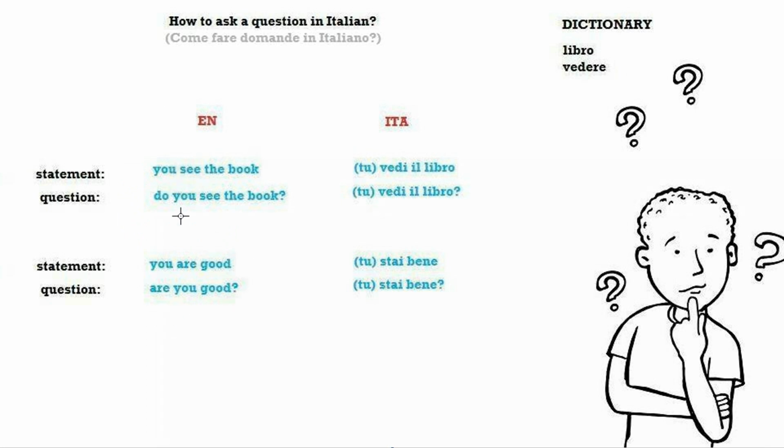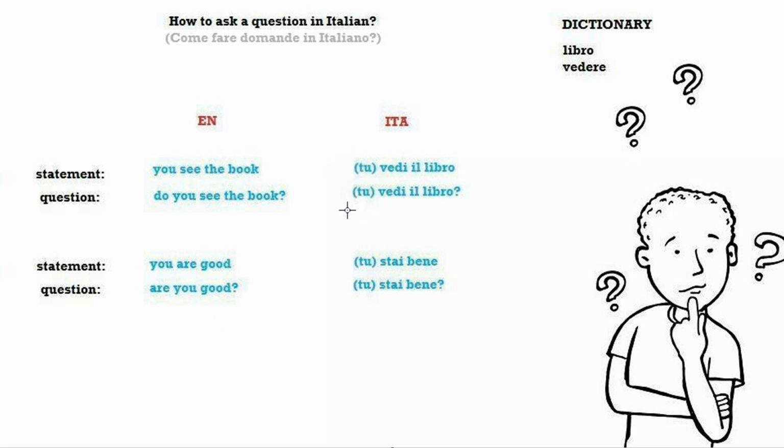There's a special case in English where you basically use the verb to be or the verb to have as auxiliary verb. So with all verbs in English, you use do, but if the verb happens to be the verb to be or to have, then you use the same verb and you basically reverse the structure. Okay, so you are good becomes are you good? So the auxiliary verb anticipates the subject.